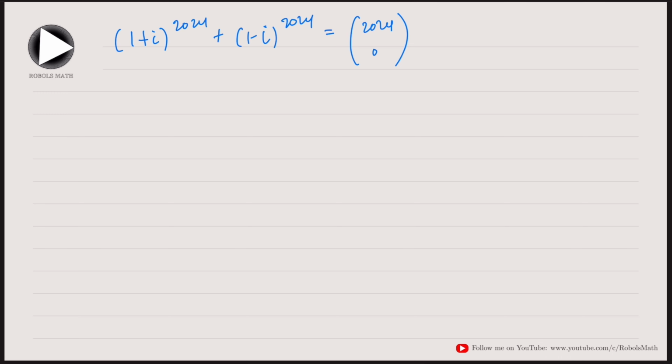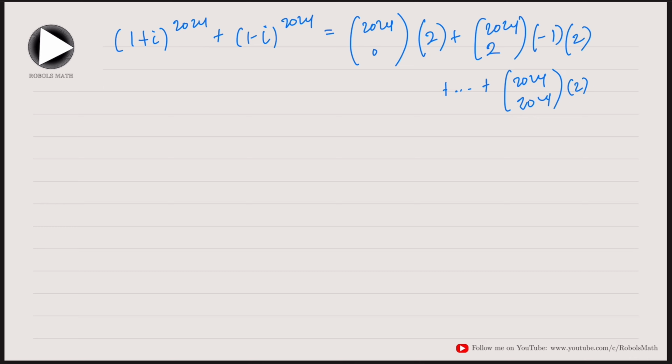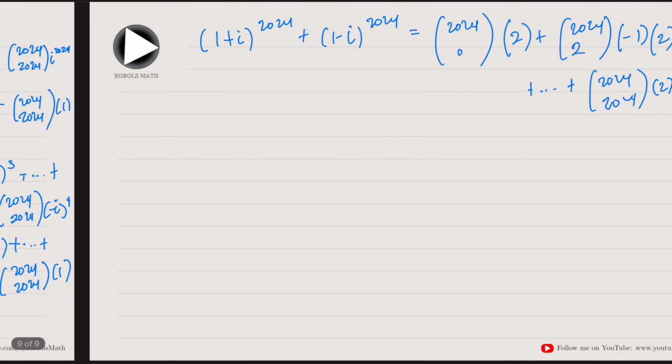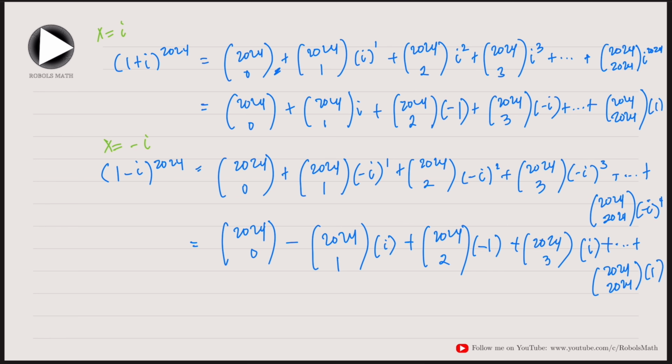So we will have here 2024 taken 0 times 2, because there are two of them, plus 2024 taken 2 times negative 1 times 2 again, and so on, until we have 2024 taken 2024 times 1 times 2. So basically, we have cancelled out this term here and this term here. Sorry, I inserted the wrong terms. This is the one cancelling this out, and this is the one cancelling this out.